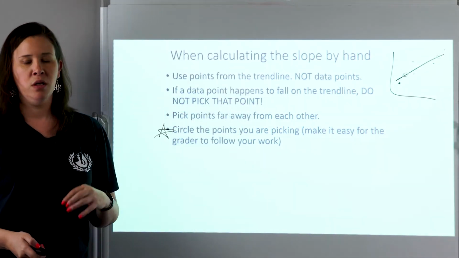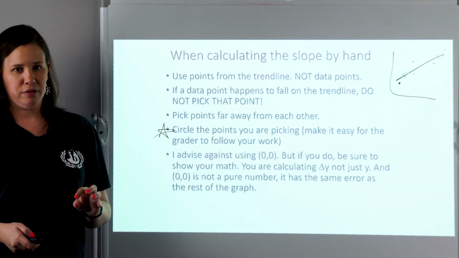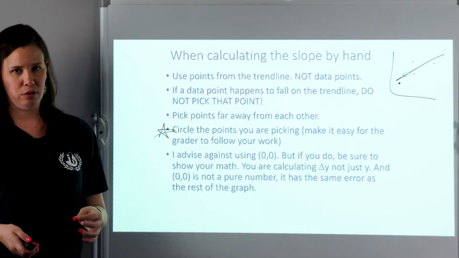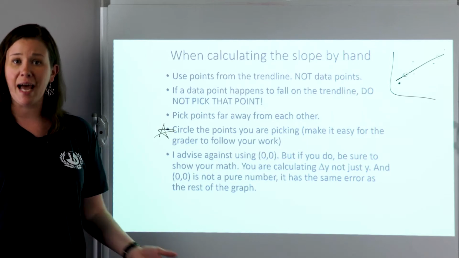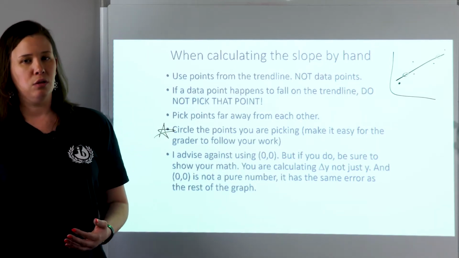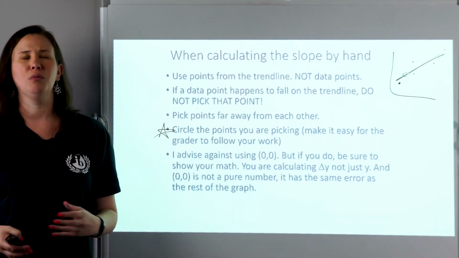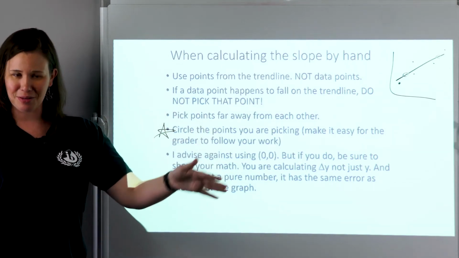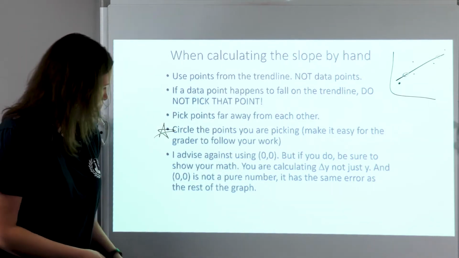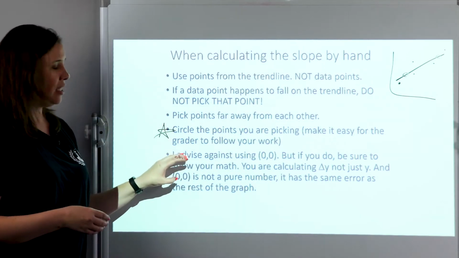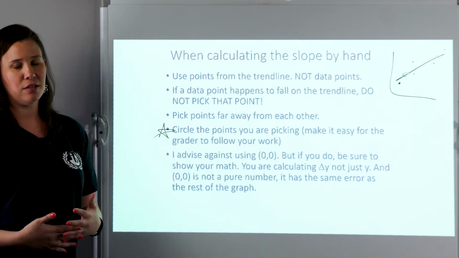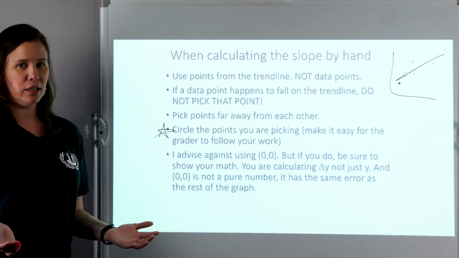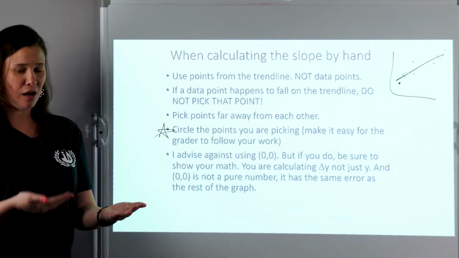So I want to make sure that we're clear on what we've chosen and that we're choosing the right things. The other thing that you've got to be careful of is using the 0, 0. We talked about how sometimes it's okay to set the y-intercept to 0 if it actually makes sense that when your x is 0, your y is also 0. The idea, though, is that if you do set it to 0, it still has error. It's not this perfect pure number. It's still a point on a graph.